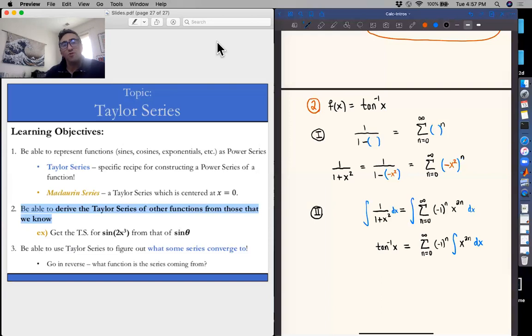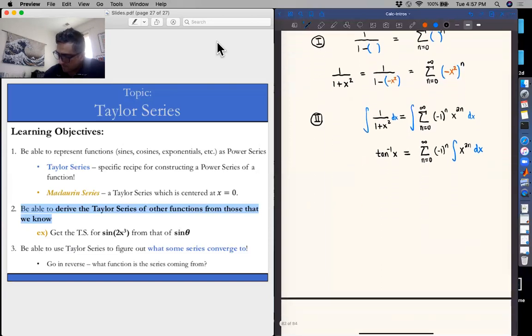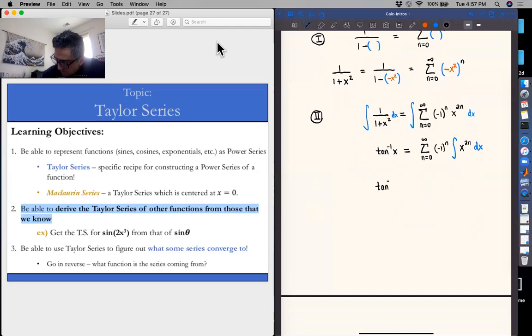So if we do this integral by the antiderivative power rule, what we find is the arctangent's power series representation is equal to the series from n equals 0 to infinity of (-1)^n. Then we do the antiderivative power rule. We bump up that power plus 1, so we get x to the 2n plus 1, and we divide by that power plus 1 as well. I guess I don't technically need that parenthesis down there. And then, of course, we have plus c, because that's an indefinite integral. And that would be our power series.